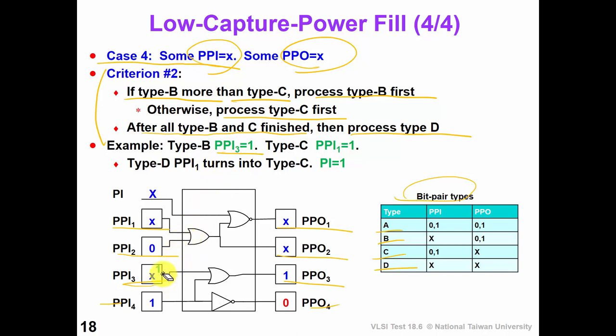So we fill in PPI3 to be 1. And then we can fill in type C to justify PPO2 to be 0. And finally, we can justify PPO1 to be 0. In this way, the total flip-flop toggle count is 1 in this pattern.